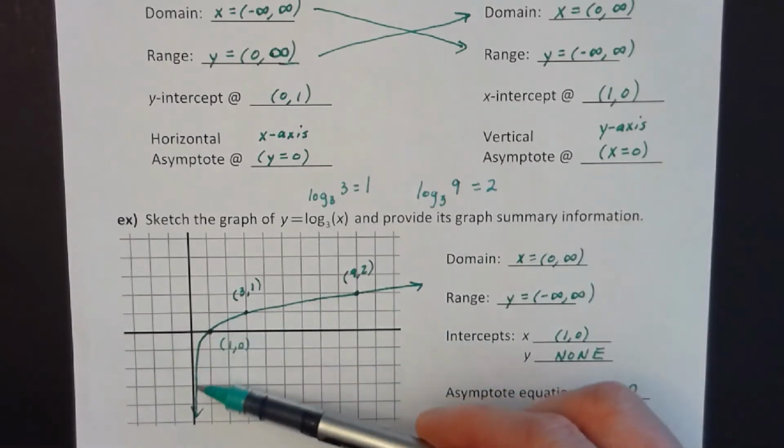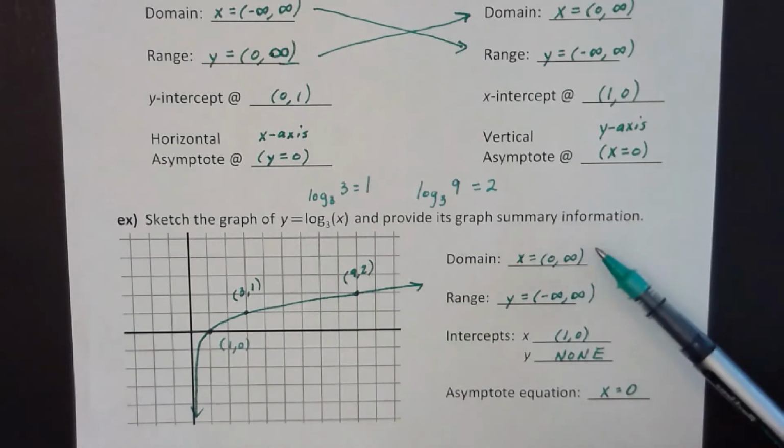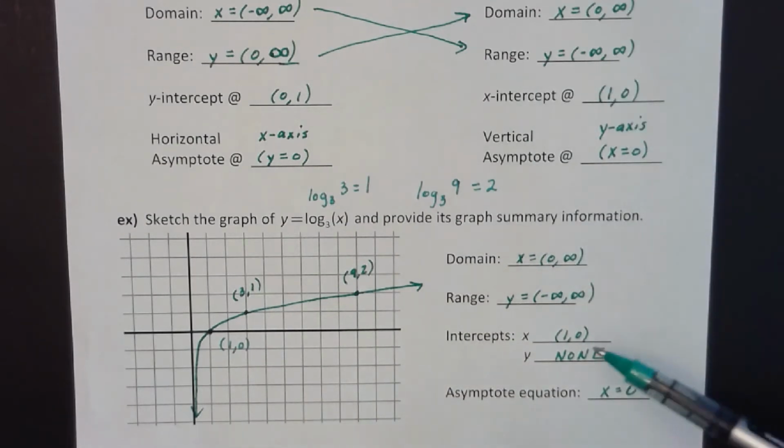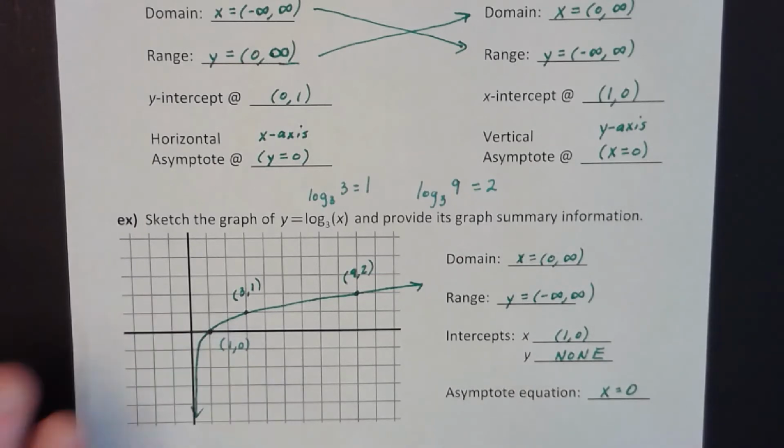So then I had my domain and range, same thing as above. Intercept, same thing as above. Y-intercept, same thing as above. You can never have a y-intercept unless, again, it's being shifted. Asymptote equation, x equals 0. Now, I keep on talking about unless it's being shifted.